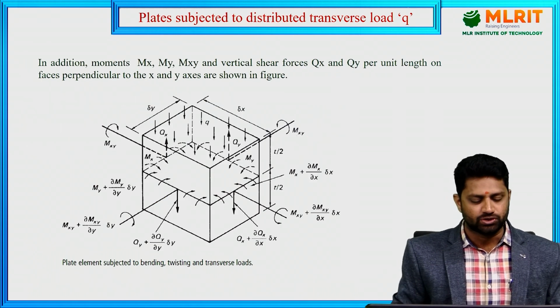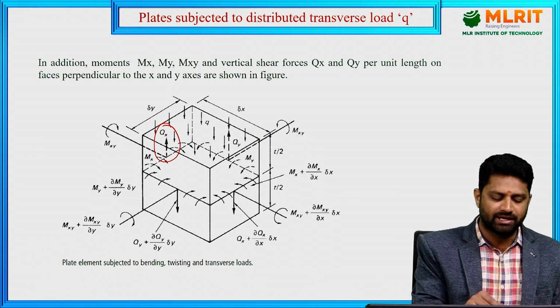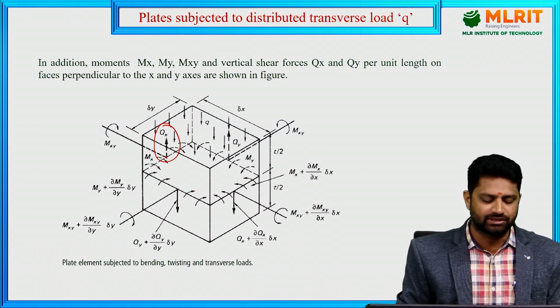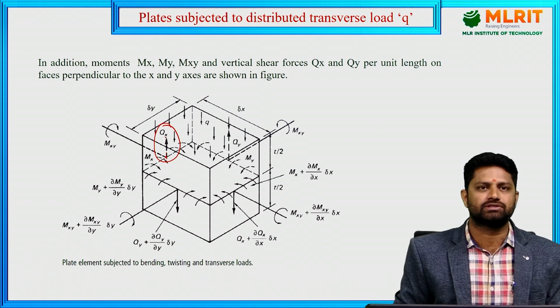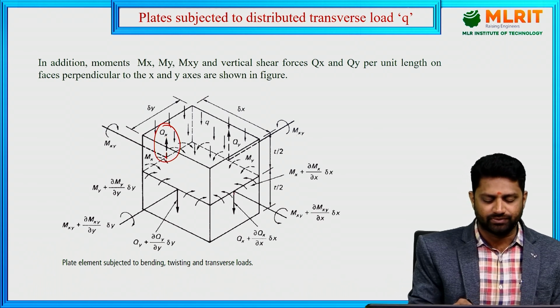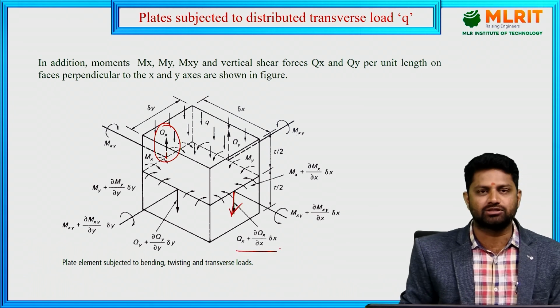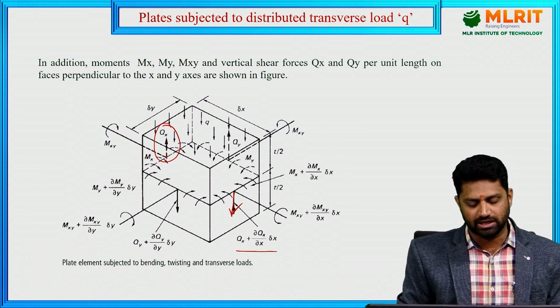So Qx, you can see here, from the center of the plate, Qx is the shear force acting in the upward direction. Now on the opposite edge, the Qx is acting downwards, that is Qx with increment, that is Qx plus dou Qx by dou x into delta x.